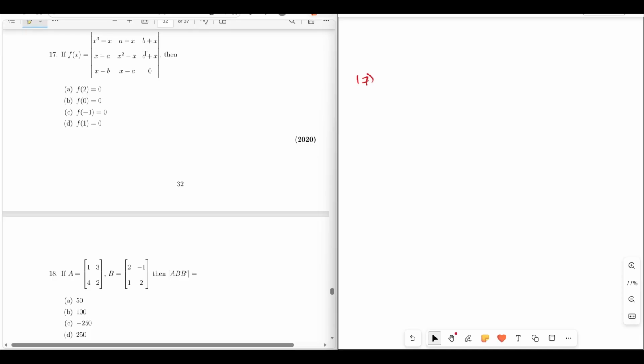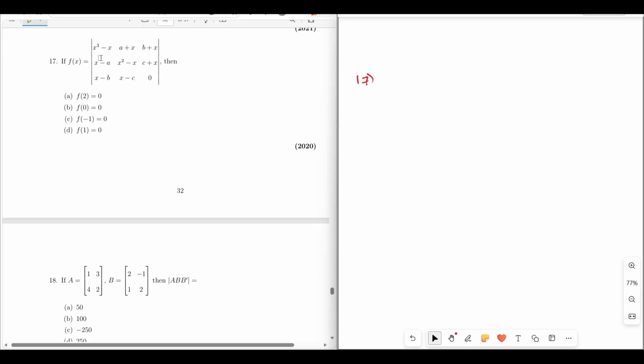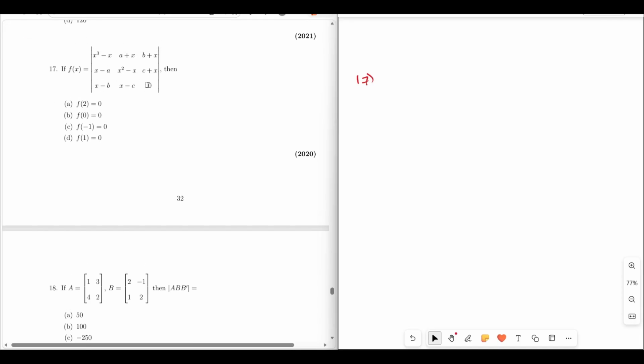They have given a determinant f of x, they have told that f of x is equal to determinant of this 3 by 3 matrix. Then they're asking you to identify which is the right option among the four options given here. Always we'll go with the easier one, where f of 0 is equal to 0. So we need to check for all of them. We'll first go with f of 0 is equal to 0.